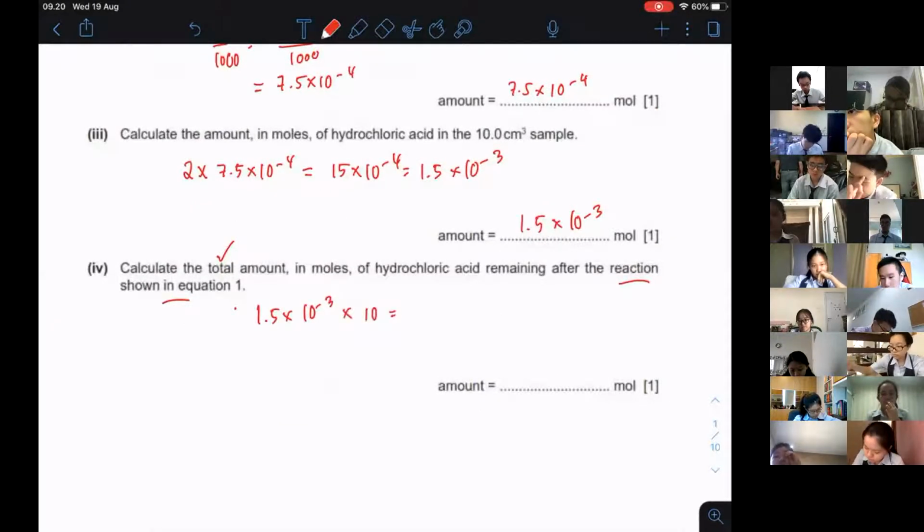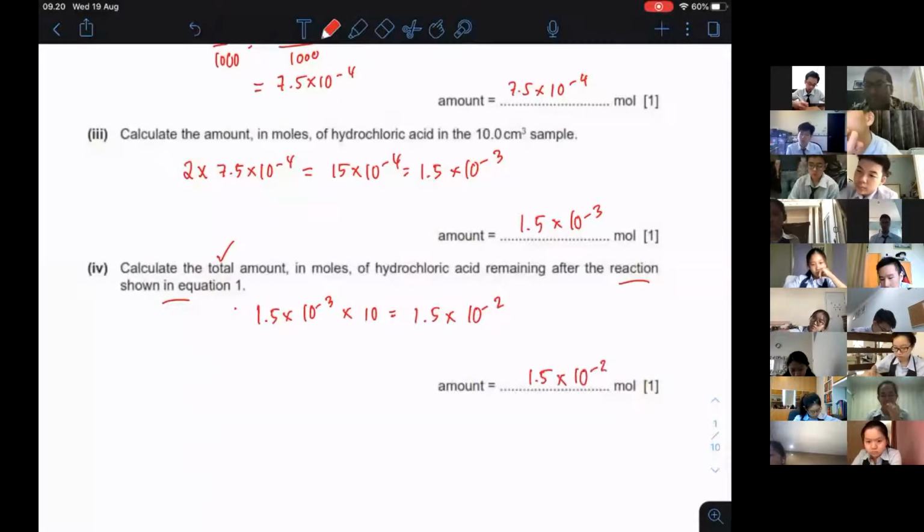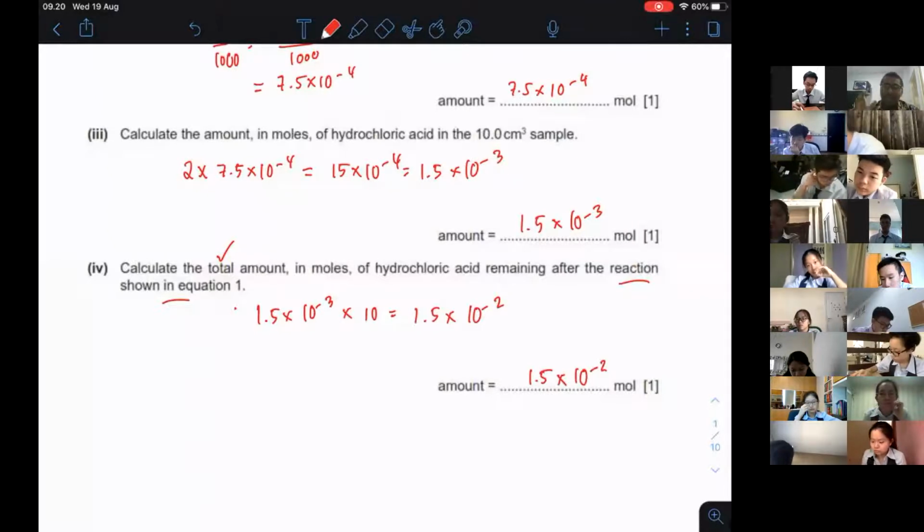A lot of people were asking me about this. Take note, this kind of question will always appear, and the numbers are always the same also. They will take 10 cm cube, then ask you to convert to 100 cm cube. They will take 25 cm cube, they will ask you to convert to 250 cm cube. I've seen so many questions over the years. They only play around with these two numbers, so it will be 10 to 100 or 25 to 250. Most of the time it's going to be times by 10, quite easy.